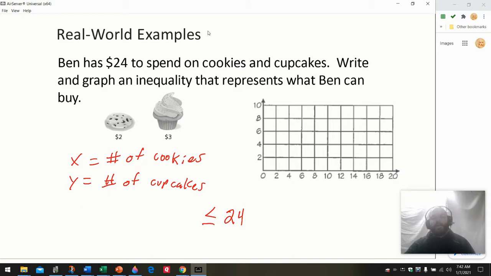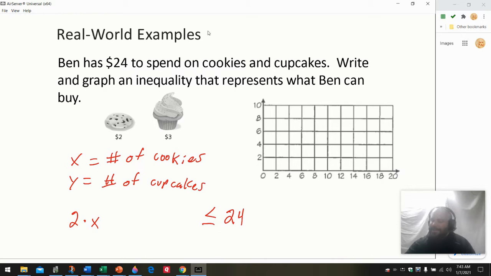So now we got to determine, how do you figure out how much he spends? Well, a cookie is $2. So if I would buy one cookie, it would be $2. If I bought two, it would be 4. If I bought three, it would be 6. So it would be 2 times X. So $2 times however many cookies that we buy.